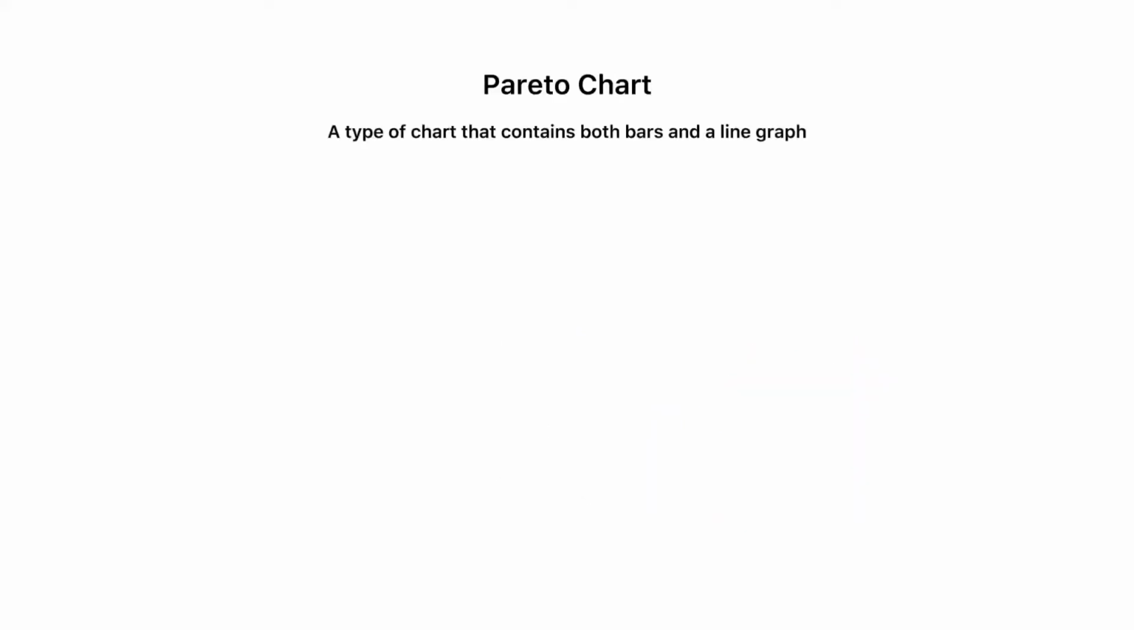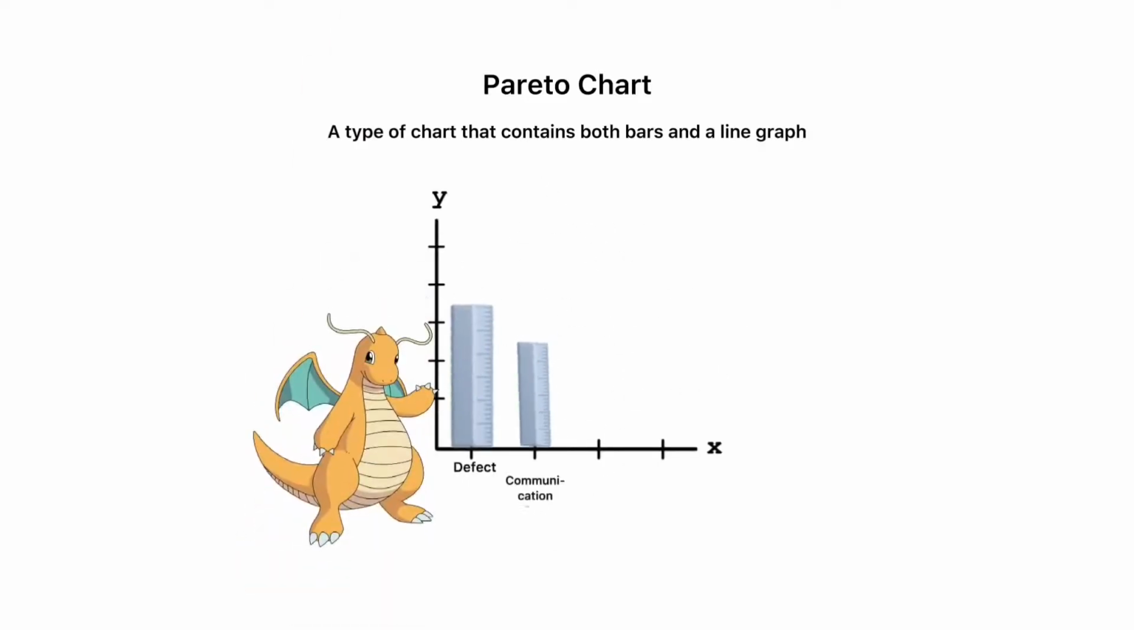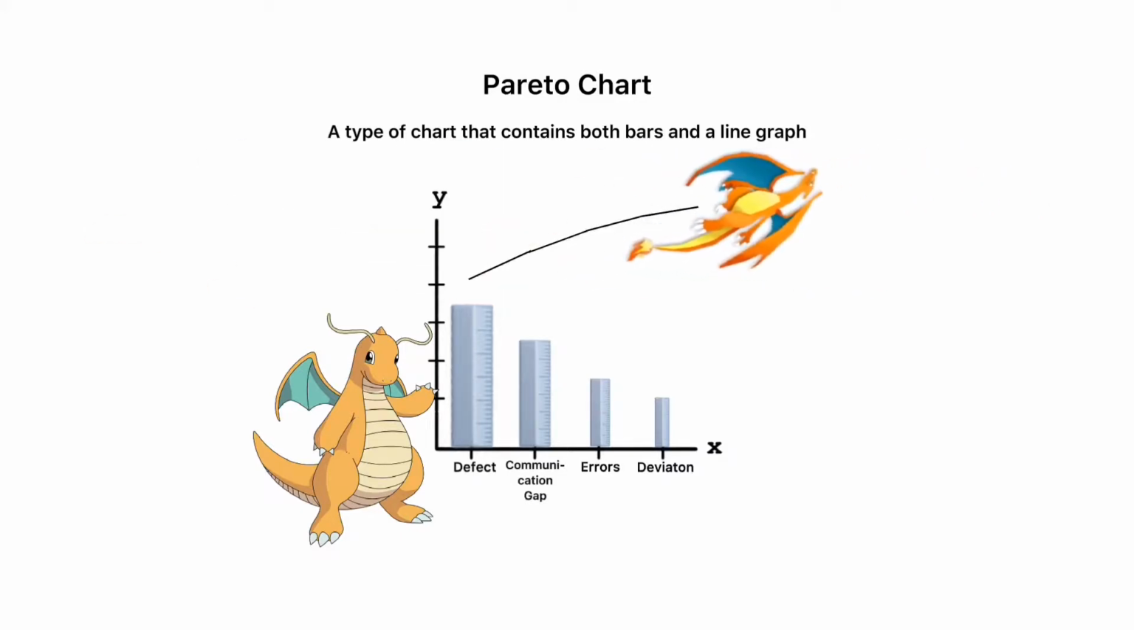Fifth, Pareto Chart. A Pareto Chart is a type of chart that contains both bars and a line graph. Individual values are represented in descending order by bars, and the cumulative total is represented by the line above the bars. Its purpose is to assess the most frequently occurring defects by category.